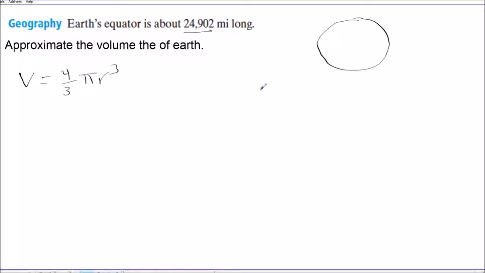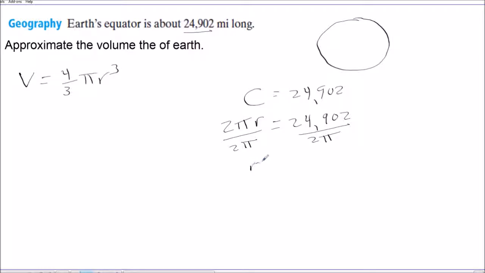And for me, what I see is the circumference of the Earth all the way around, wrapping around its longest point. That is 24,902 miles. So we need to remember back to what we learned previously. We learned that circumference is 2 times pi times the radius. So 2 times pi times the radius is 24,902. If I wanted to know what r was, I would need to divide by 2 pi.